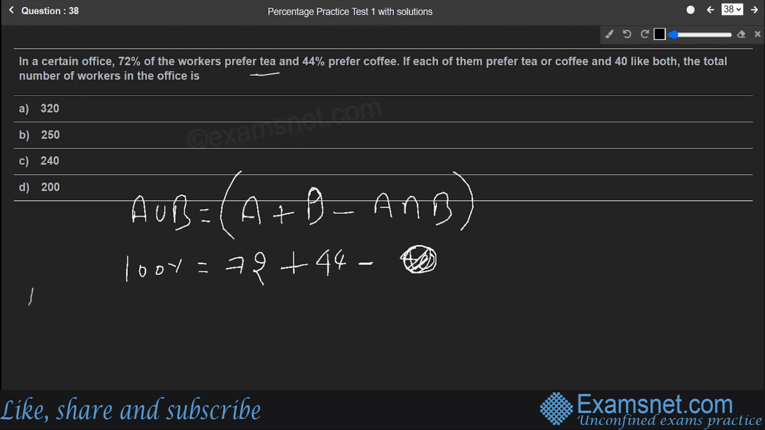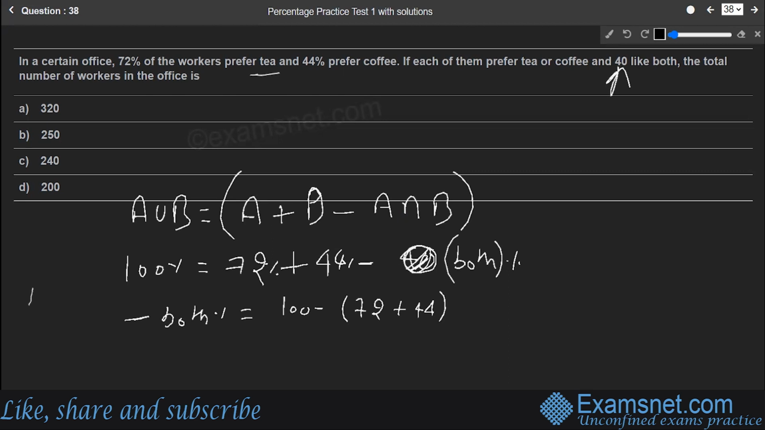All the data that we have taken are in percentage, 72%, 44%. So let's take it as both percent. We don't know the both percent value, but we know the both number. Both number is 40. Okay, so let us find out the both percentage. The both percentage can be calculated by shifting the values. So it's going to be 100 minus 72 plus 44, with minus both percentage, changing the side. If we solve this, the both percent comes out to be 72 plus 44 is 116. 116 minus 100 is going to be 16%.